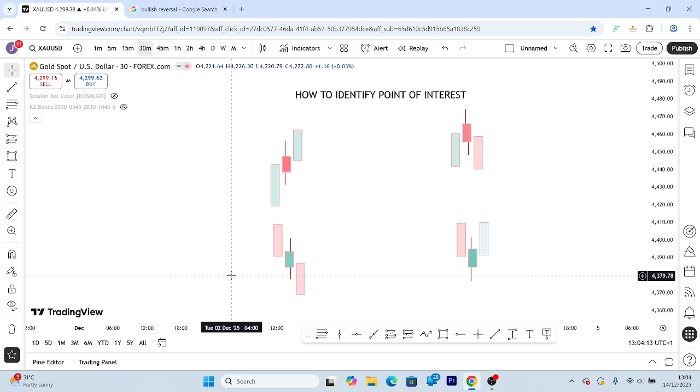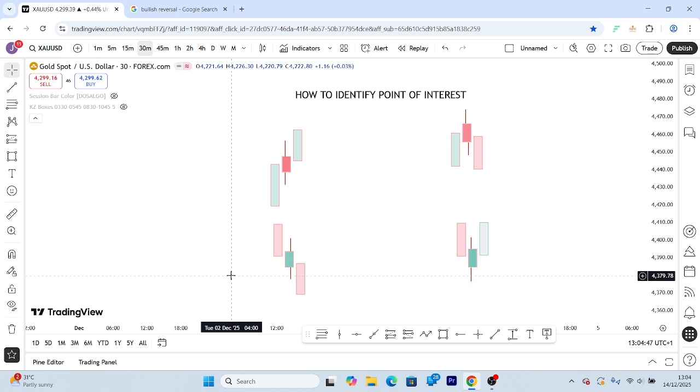So the advantage of point of interest is that it gives you a proper entry to the market so as to have an advantage in your risk to reward, right? When you enter at the exact spot where the market tends to reverse, it tends to increase your risk to reward ratio. So thereby you're making more money.